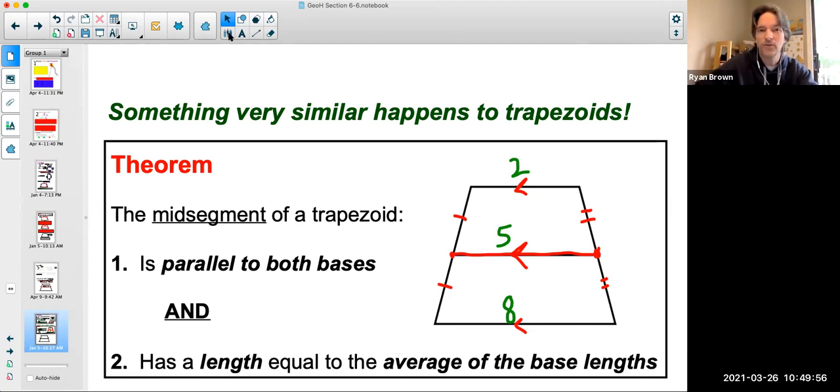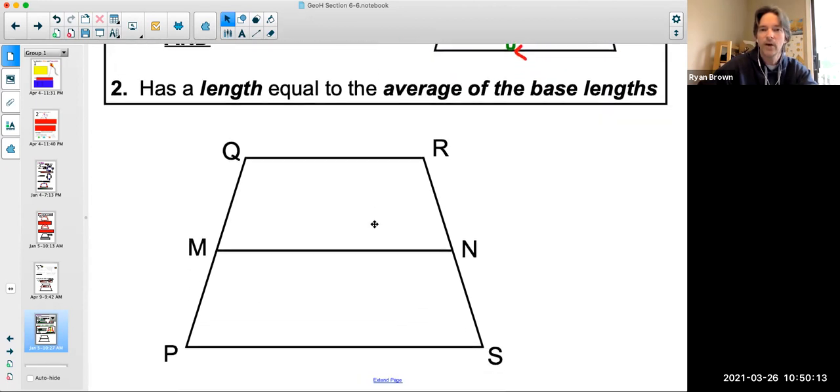Another thing that's kind of cool, if you notice here, is that if it is really the average of the bases, do you notice that the distance I travel from one base to the midsegment is the same distance I travel from the midsegment to the other base? I travel here by 3. That works. That's not a coincidence. That's kind of cool. So it's kind of neat that it works out that way. And we can do different ways.